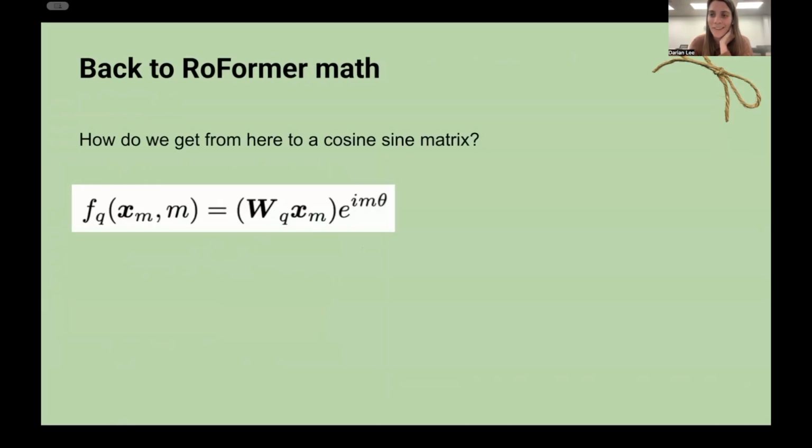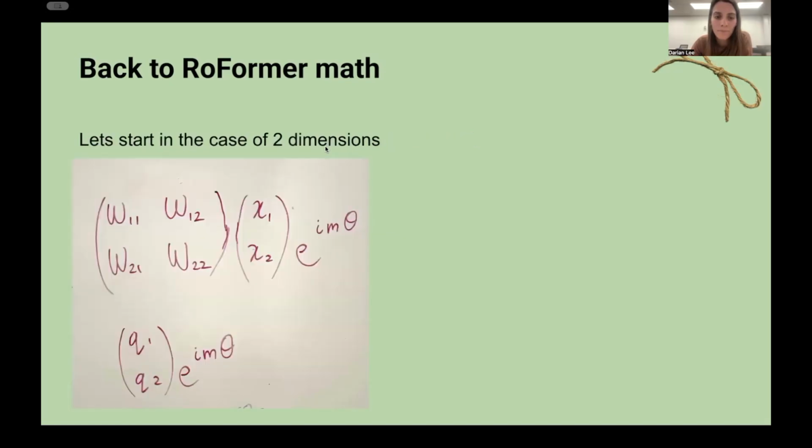Now we're out of the abstract background knowledge section. We're going straight into the Reformer math. So if you skipped over that, please come back now. Essentially, our goal is to get from this to something we can actually write in code. So we're going to start just in the case of 2 dimensions. We have our weight matrix and our x values, and we can just multiply them to get a query vector. Then we want to rotate this by e to the power of i m theta.